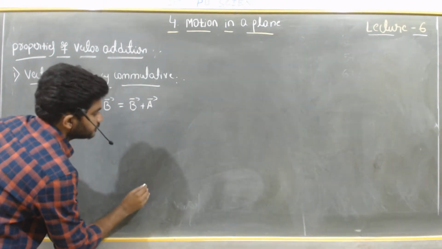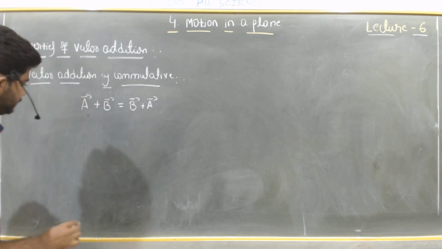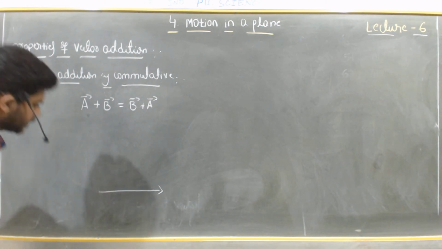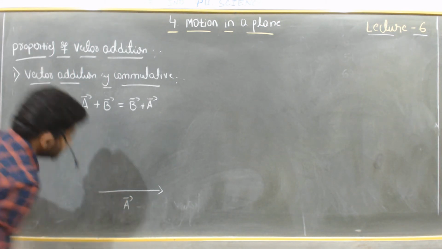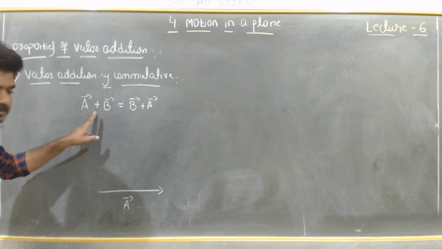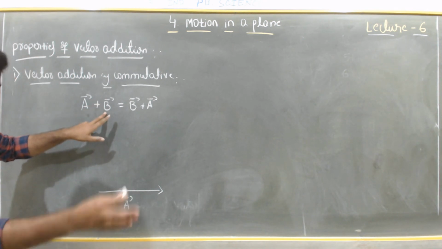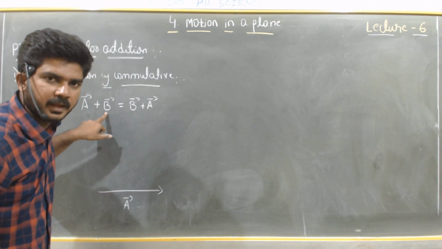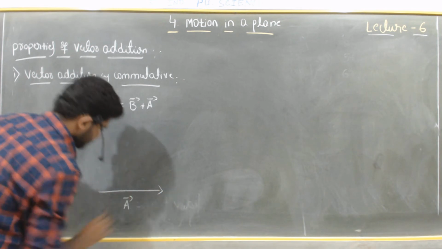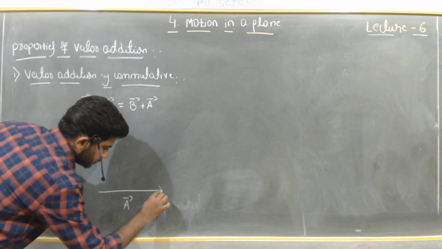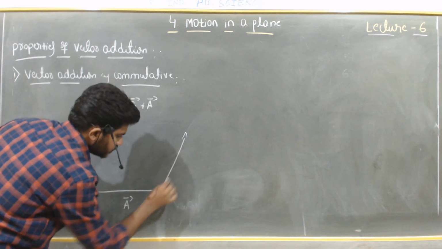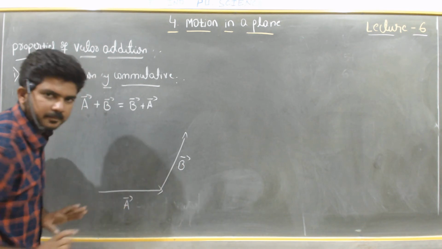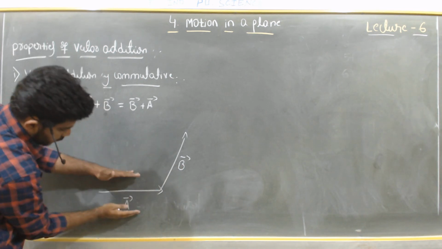I will take 2 vectors here. First one is vector A. Sum means plus, so that should be added with vector B. The condition is that the origin of B coincides with the head of A. Yes, I have taken vector A and vector B and I have represented them in magnitude and direction.